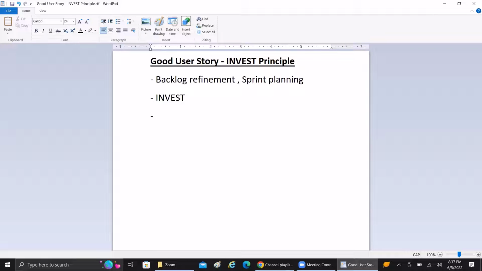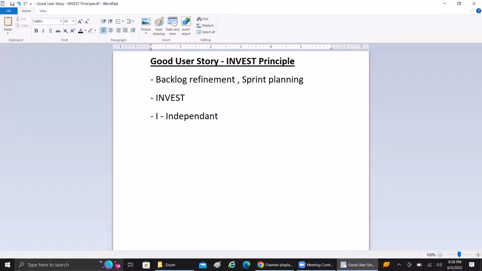So here, the I means independent, or reduced dependency, we can call it. A good user story should have minimal dependencies. It should be a piece of requirement which can be delivered within the particular sprint, and it doesn't have too many dependencies. So reduced dependency is what denotes the I in INVEST, independent.